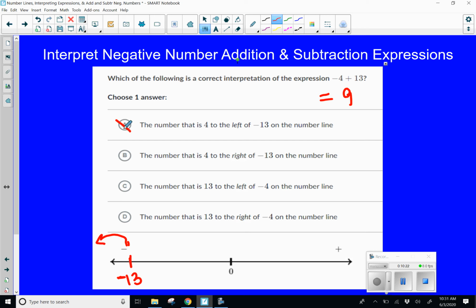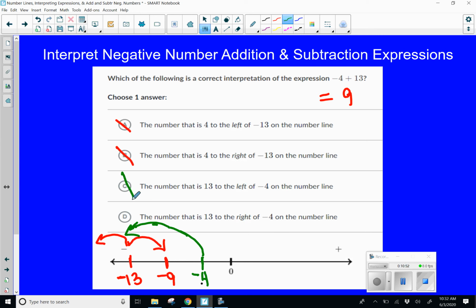A number that is 4 to the right of negative 13, well, if I go 4 units to the right, that's going to leave me at a negative 9, not a positive 9. The number that is 13 to the left of negative 4, well, let's put negative 4 in. Let's say that's hypothetically right around here. If I'm at negative 4 and I go to the left, that's not going to be correct because our answer should be a positive 9.